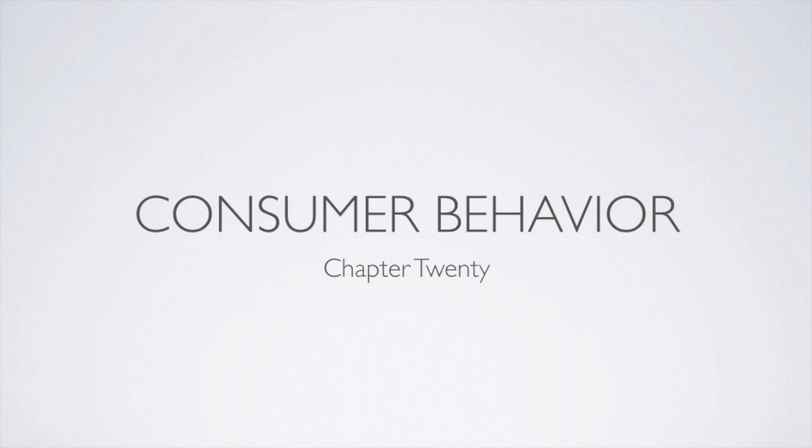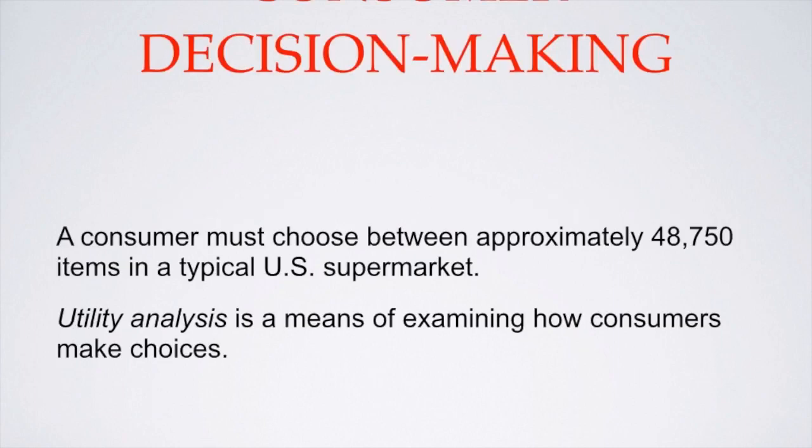People make choices intending to maximize their levels of satisfaction. Economics helps us understand why people make certain choices. A consumer must choose between approximately 48,750 items in a typical U.S. supermarket. Economists assume that for the most part, people will make rational decisions. Utility analysis is a means of examining how consumers make those choices.